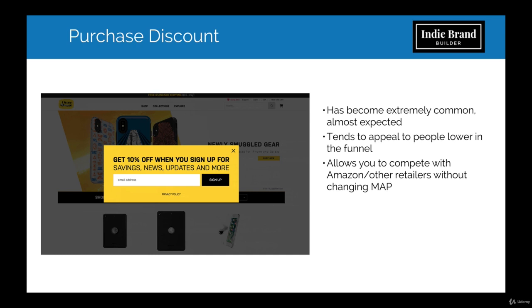The good thing about this offer, if someone is further down the purchase funnel and they are getting close to a purchase decision, it allows you to compete with other online retailers such as Amazon if you happen to sell your products on Amazon as well, or even perhaps if you're a brand and you're selling through other retailers, it allows you to compete with them without changing your MAP prices. In other words, you're maintaining your minimum advertised price on your site, but you're offering sort of a global incentive of 10% off or whatever you decide you want that discount to be.